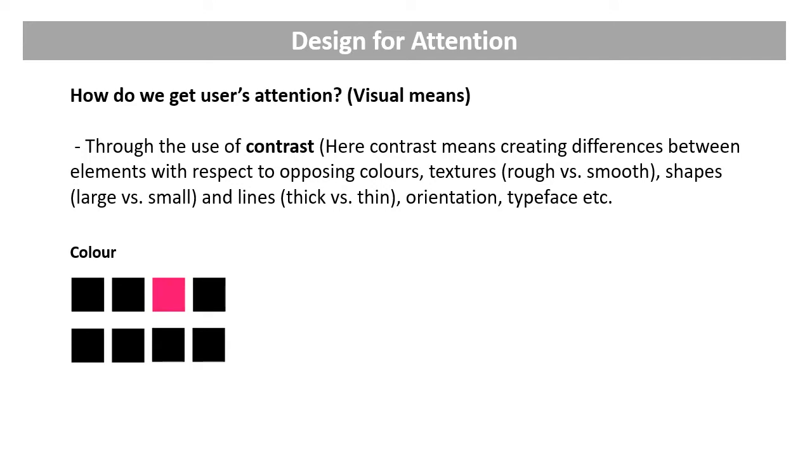So let's look at color. For example, you see here all these are black boxes, and amidst all these black boxes there is one pink box which is of a different color, and since this is of a contrasting color, it is also getting your attention, right?